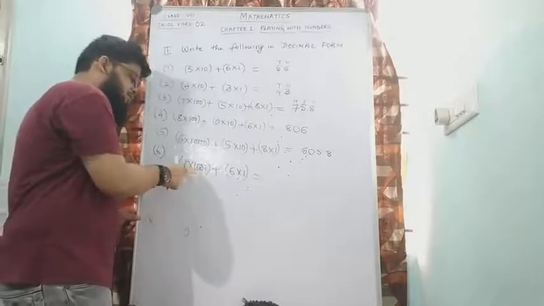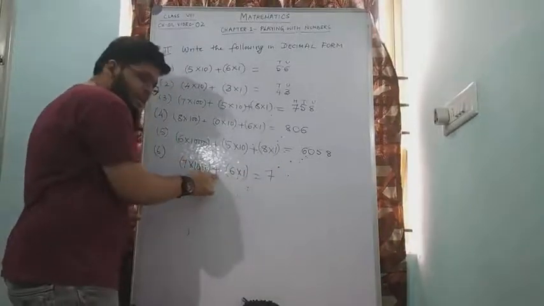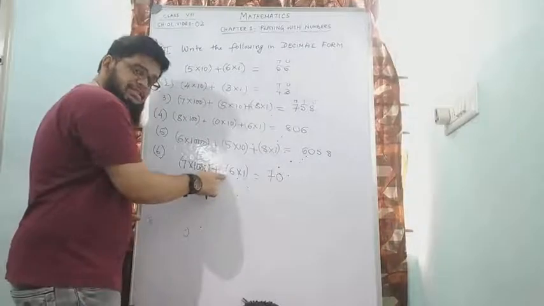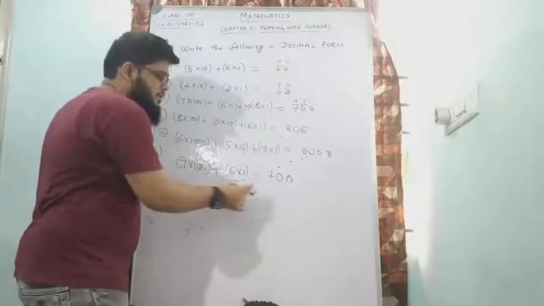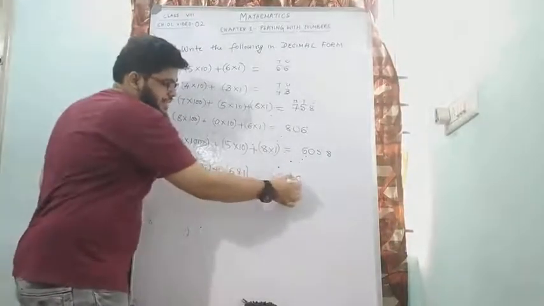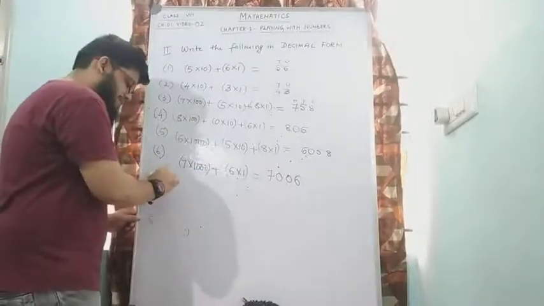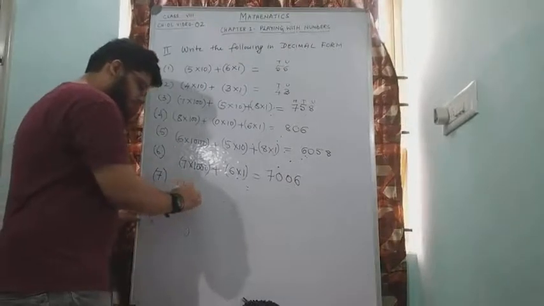So in place of thousands I will write 7, but I don't have hundreds, so in place of hundreds I should mention 0. I don't have tens, so in tens place also I should mention 0. And in ones place I have 6, so the answer is going to be 7006.